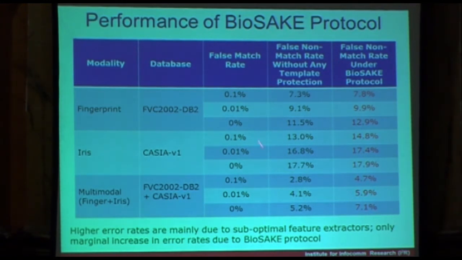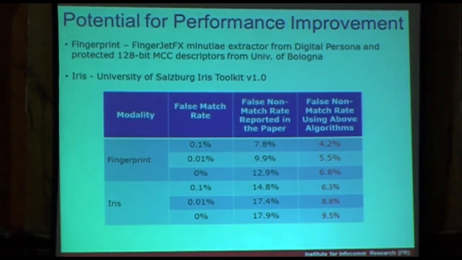This can be seen from the false non-match rates even without any template protection. If you just use the features extracted and then do the matching, the error rates are still quite high. And then there is only a marginal decrease in the error rates due to the BioSig protocol. So just to see whether there is potential for improvement in the performance, I ran a few tests in the last couple of weeks.